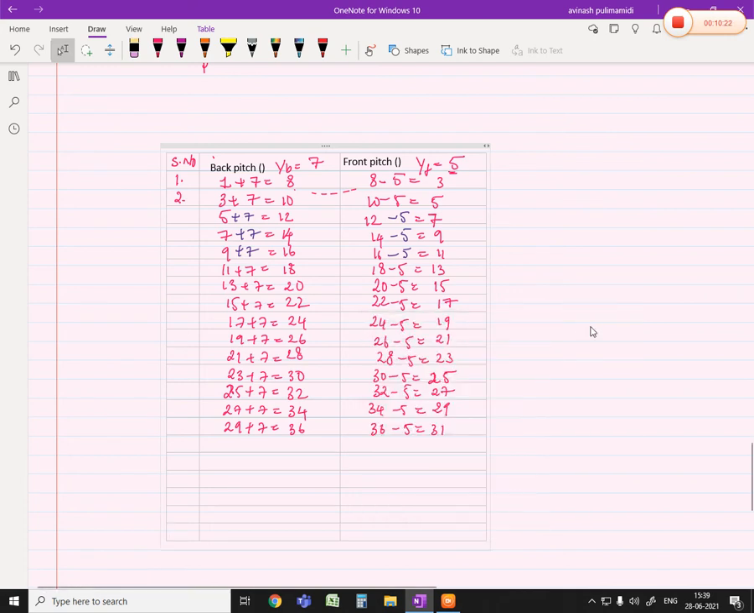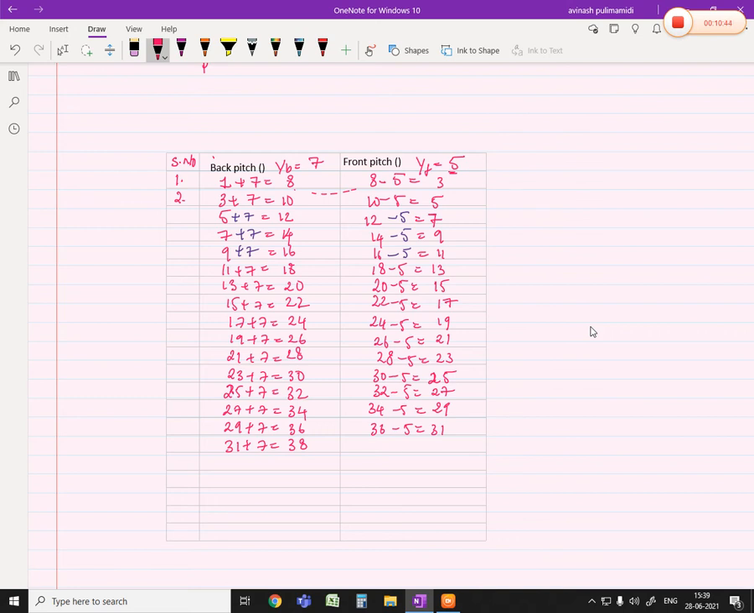Okay, students, hope you understood here. 31. 31 plus 7 will be 38. Is that clear? 36. 36 minus 5 will be 31. 31 plus 7 will be 38.